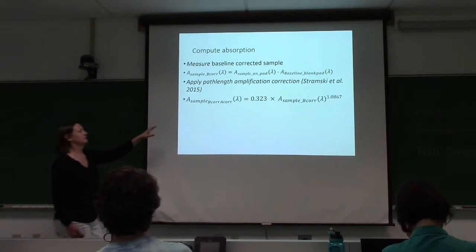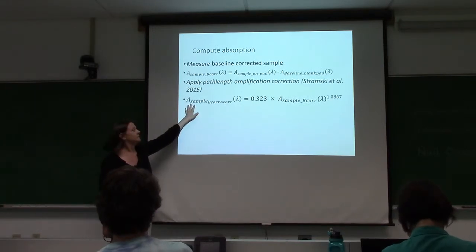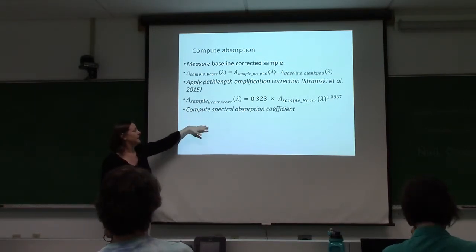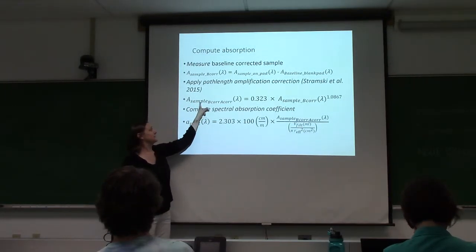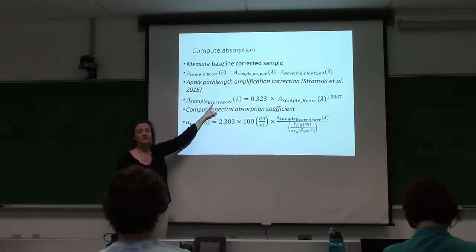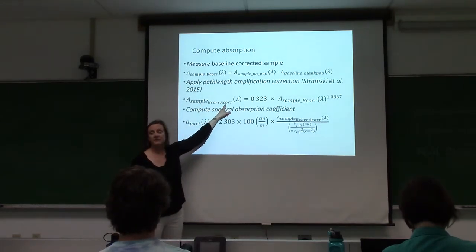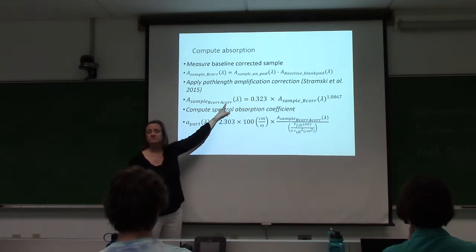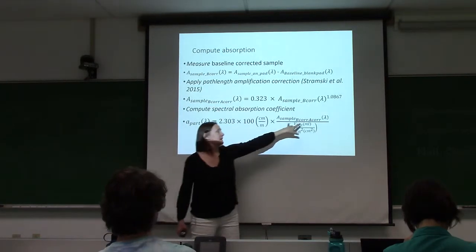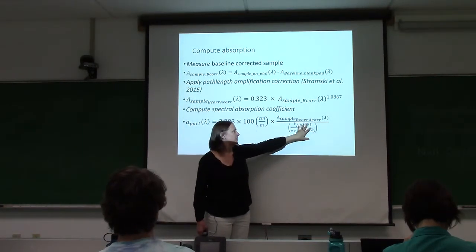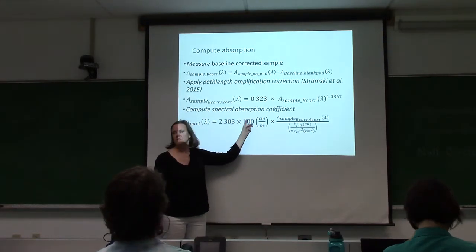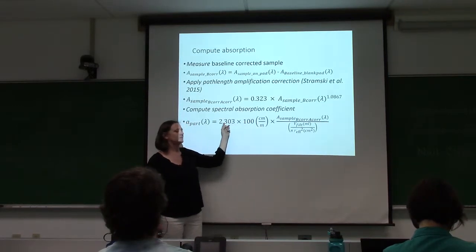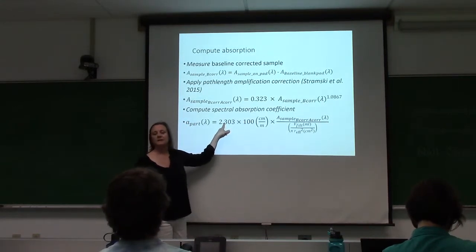So we are at correction for the path length amplification. And then we compute the absorption coefficient. So now we have the absorbance by the sample that has been baseline corrected and amplification corrected. How's that? I tried to do it as short as I could. And that's what goes in here to be corrected for the geometric path length. Dimensional change, or unit change, and conversion from log base 10 to natural log.